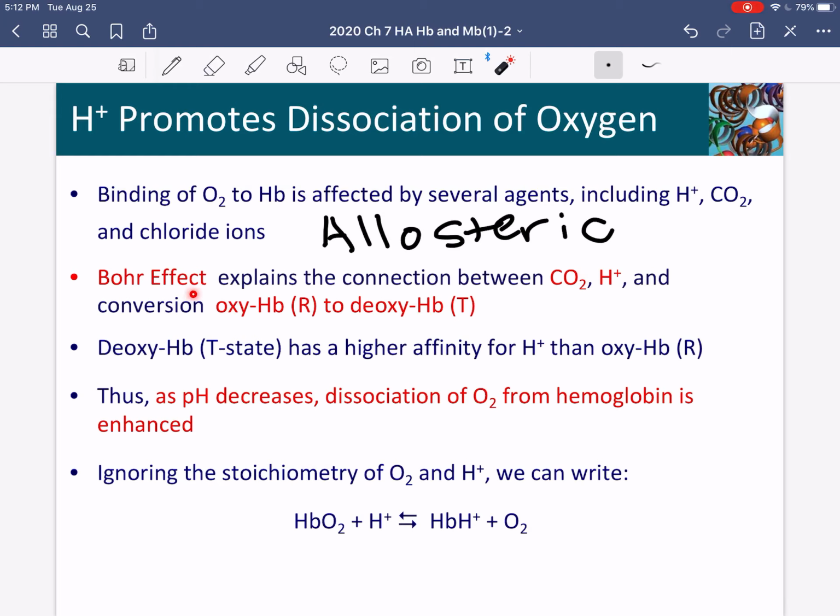All right, so we're going to talk about the details of the Bohr effect and how it actually works. As the pH decreases in metabolically active tissues, the dissociation of oxygen from hemoglobin is enhanced. And if we ignore the actual stoichiometry of the reaction, you go from the oxyhemoglobin, that's the R state, plus protons, to deoxyhemoglobin, the T state, bound to the protons, and therefore no longer having a high enough affinity for oxygen in the tissues.